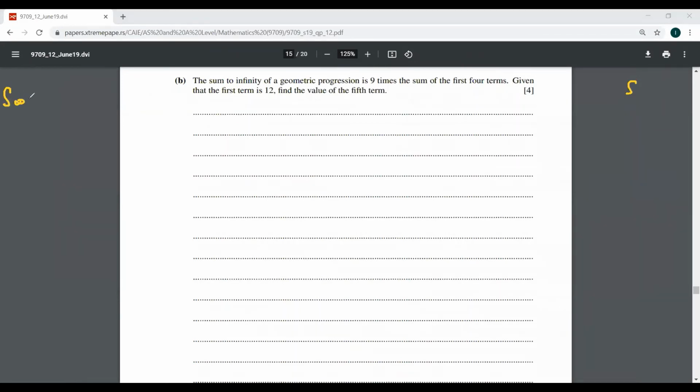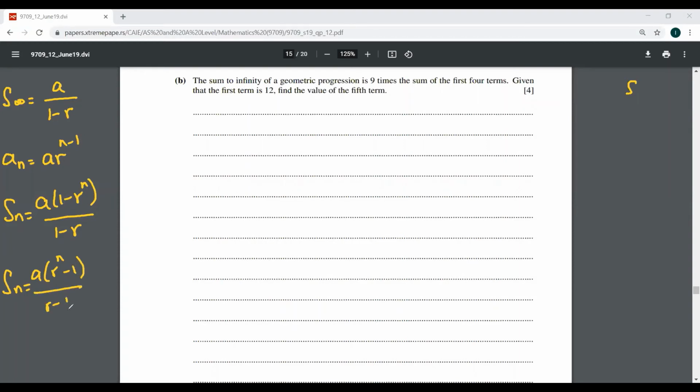So sum to infinity is going to be A over 1 minus R, and in your GP you have AN as AR raised to power n minus 1, and then you have the formula for Sn, that is A into 1 minus R raised to power n over 1 minus R. This can also be written as A into R raised to power n minus 1 over R minus 1, depending on the value of R, okay? Since you have a converging series here, so R is less than 1, so you will be using this formula here.